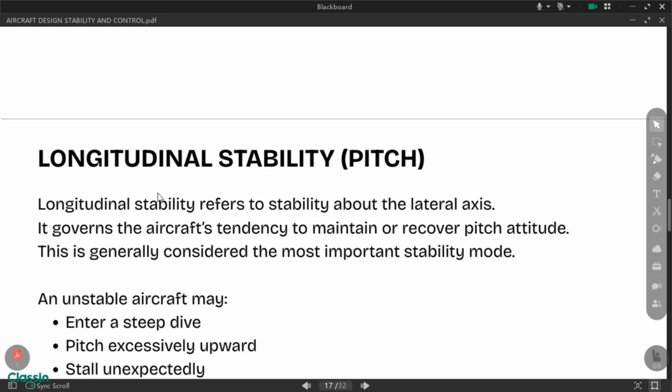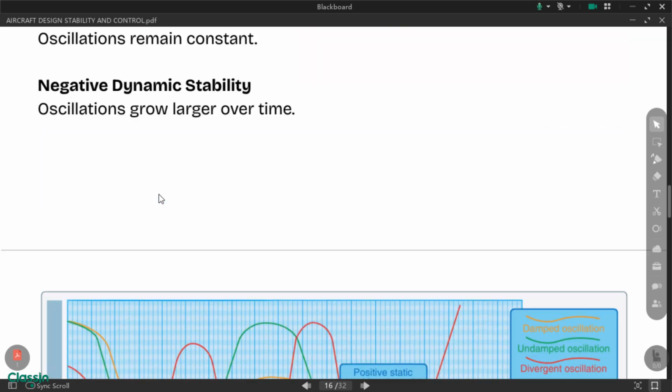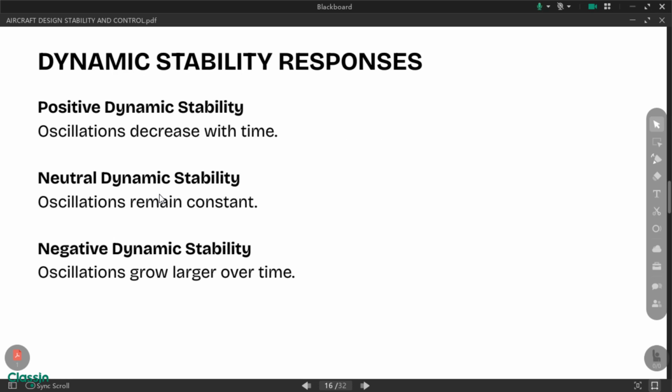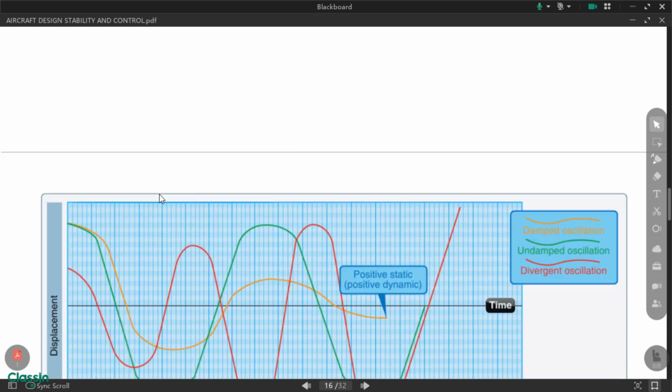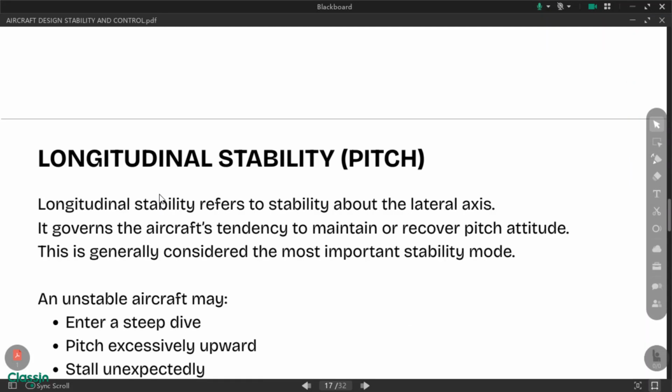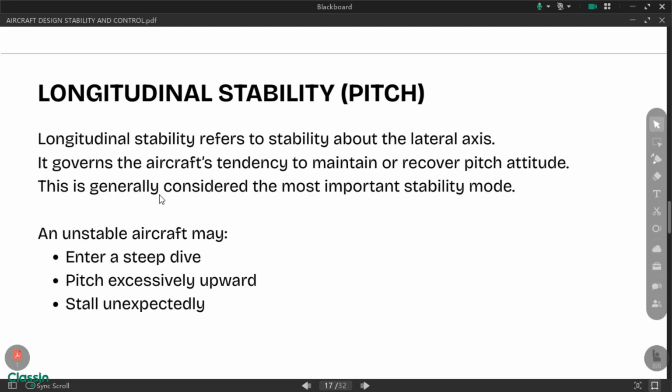So next, we've covered now yung positive, negative, and neutral static and dynamic stability. Let's move naman sa tackling longitudinal stability. So among all forms of stability, yung longitudinal stability natin is usually considered the most important one.